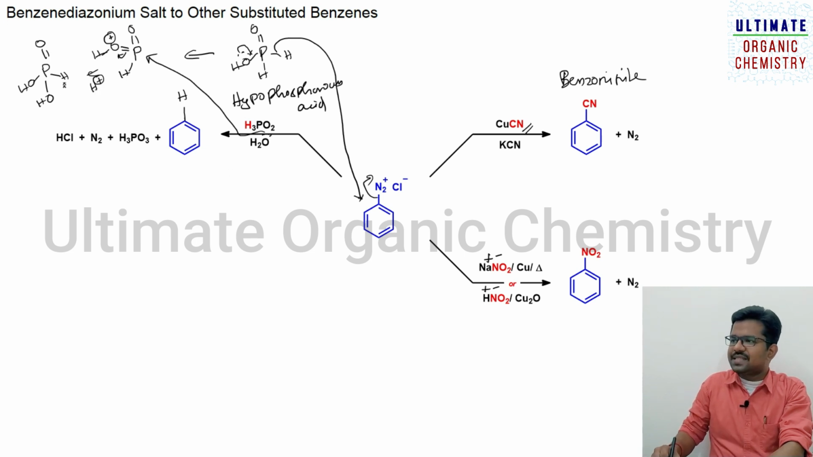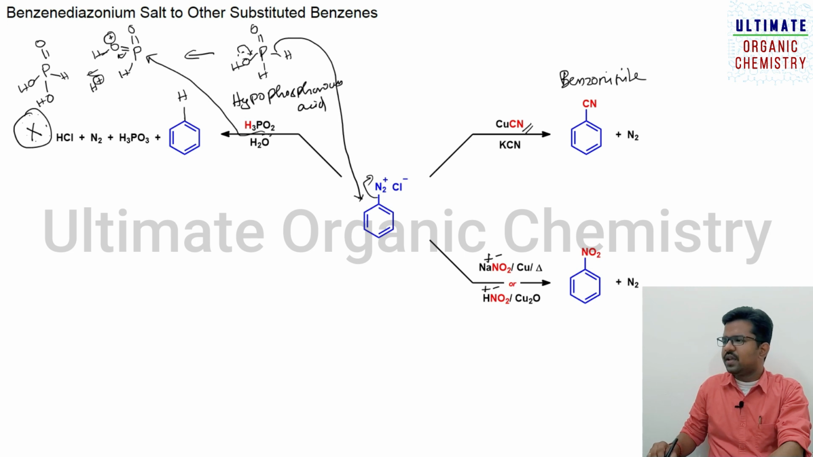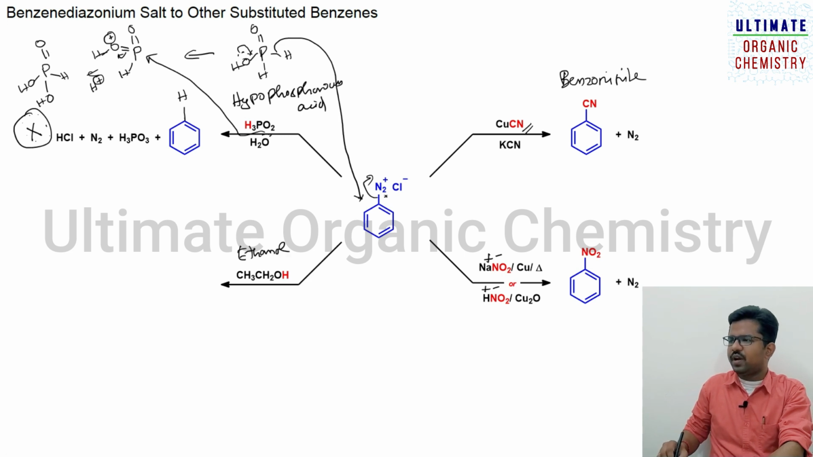So this H3PO2 will be converted into H3PO3, that is, phosphorus acid will be formed, right? Please remember, this is one of the most important reactions. Many times questions from this reaction were asked in the JEE examination. If you do not have hypophosphorus acid, what is the other pathway you can use? Yes, there is another pathway, that is when you use ethanol as a reagent. This benzene diazonium chloride will be converted into benzene. How this reaction is taking place, I am going to explain.